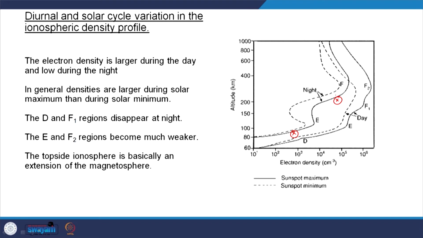So, in the daytime, it will be D, E, F1 and F2, and in the night time it will be E and F2, or we generally call it the E layer and F layer. The top side of the ionosphere extends or merges into the magnetosphere.